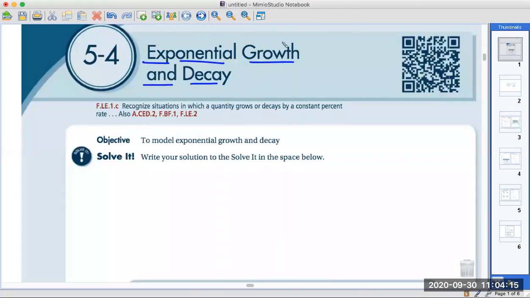So growing means something is getting bigger. Decay means something is getting smaller. An initial amount. Growth means bigger. And today we're going to learn, the objective is to model exponential growth and decay. Model is always another word for word problems. So we're going to look at real life problems where we can use growth and decay.